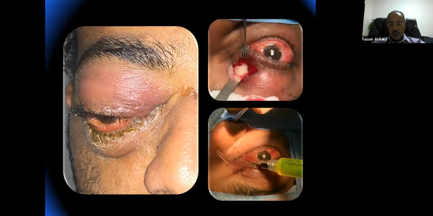And this is during drainage. Also, we confirmed with irrigation of fluorescein that the acute dacryocystitis is the etiology of this orbital cellulitis. We stopped at this slide. So we'll start with Abdullah.